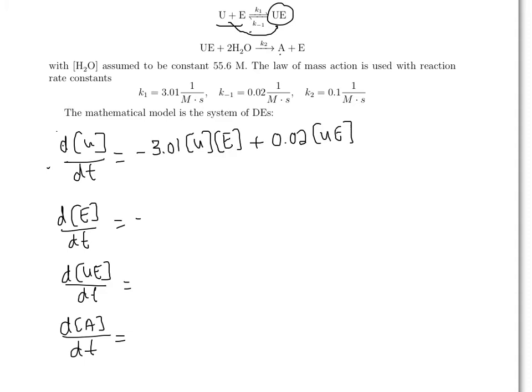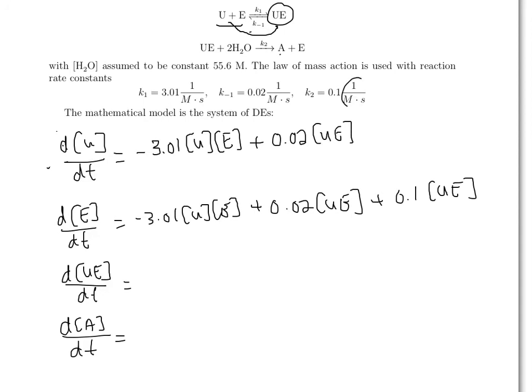For E, we have it being used up in our reaction. So it's binding with this complex. We also have it broken back down. But then also we have it being released after the complex is combined with water, and that's released at plus K2, so 0.1 times how much UE there is. The reason I paused there, I think these all should be moles per second.